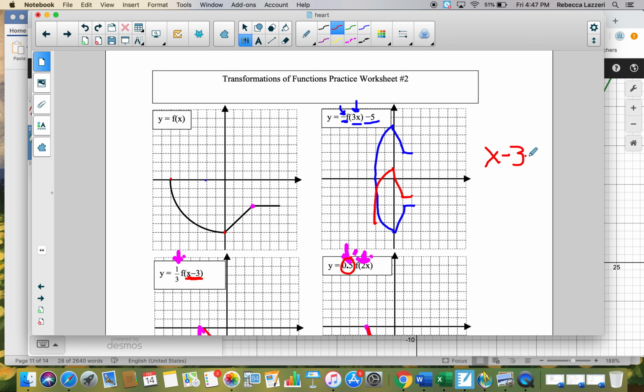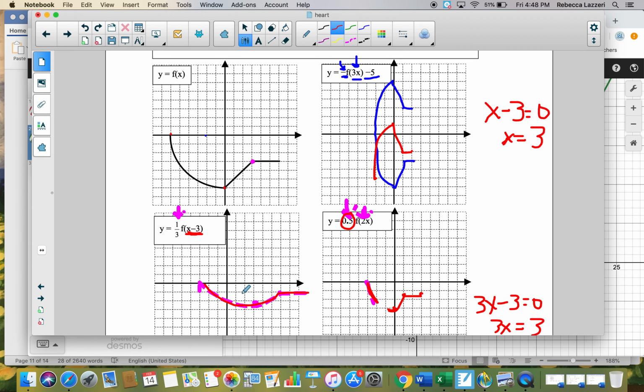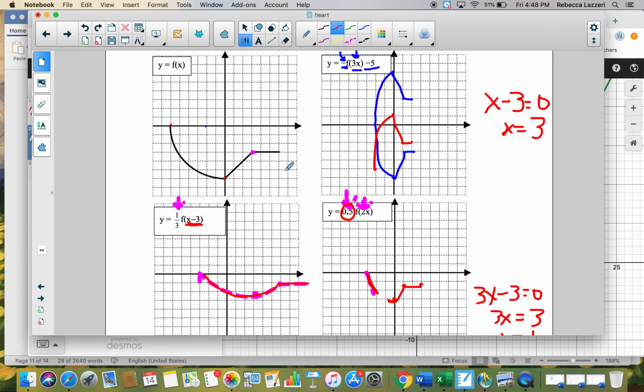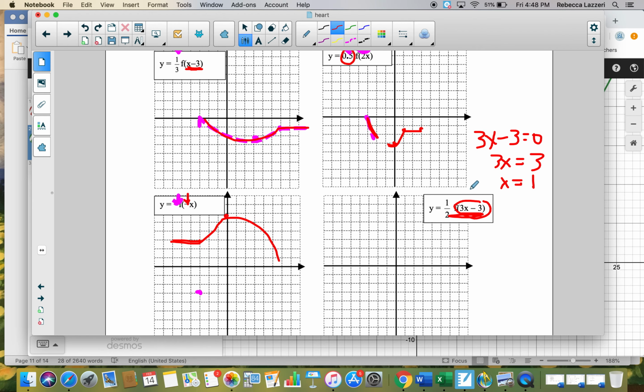I'll say it in just a minute. X minus 3 equals 0. And when you solve that, you get x equals 3. So this graph right here, I slid this originally over 3 units. So what I've taught you so far is if it's paired with x, it goes left or right. But I haven't told you what to do if it's paired with something else like 3x, and so now I am. Take your parentheses and set it equal to 0, and it'll tell you how far to move it.